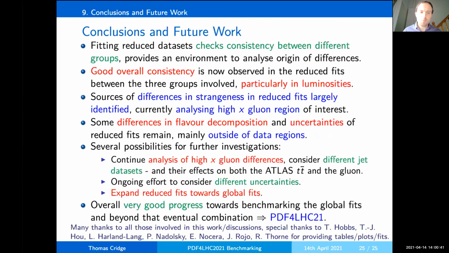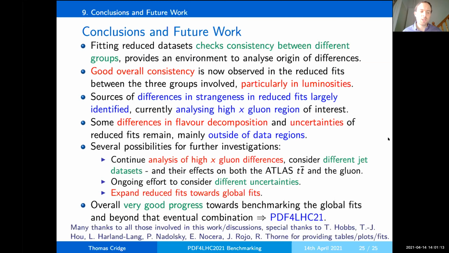I'm not going to go through all this, but essentially we've seen that using these reduced fits and reduced data sets gives us a good handle on being able to understand the differences in the global fits. We've now got a good overall consistency between the reduced fits of the various different groups, particularly in the luminosities. And this benchmarking has enabled us to understand many of these differences, for example, in the strangeness, and we're also continually looking at the high-x gluon region of interest now. Some differences are still remaining, but many of these are outside of the data regions.